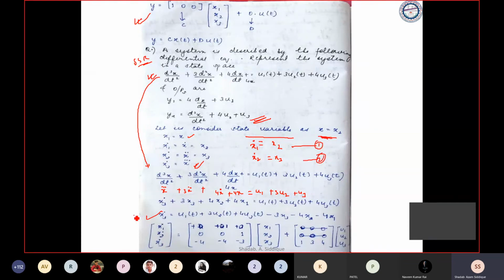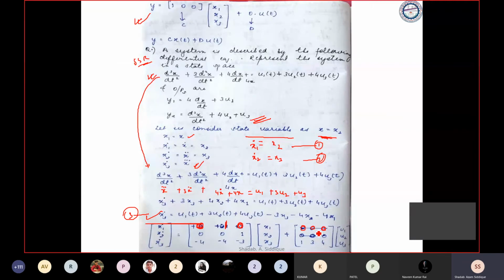Take these as equations 1, 2, and 3. If you want to write all these equations in matrix form, we have three variables x1 dot, x2 dot, and x3 dot. For x1 dot, we have only x2. So the coefficient of x1 is 0, then we take 1, and then 0. The 0 is multiplied with x1, 1 with x2, and 0 with x3, so we get only x2 and the other terms will be 0.